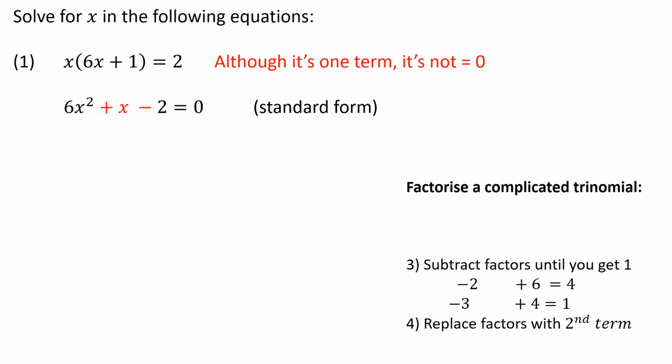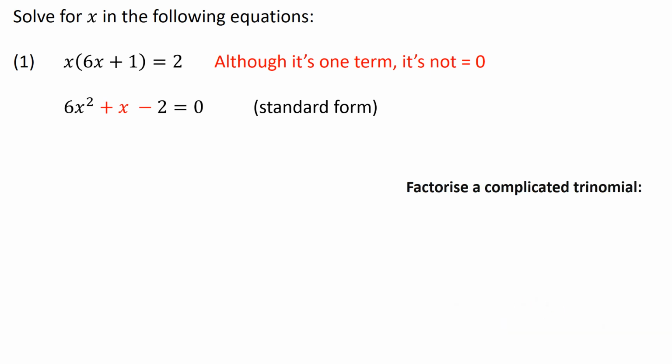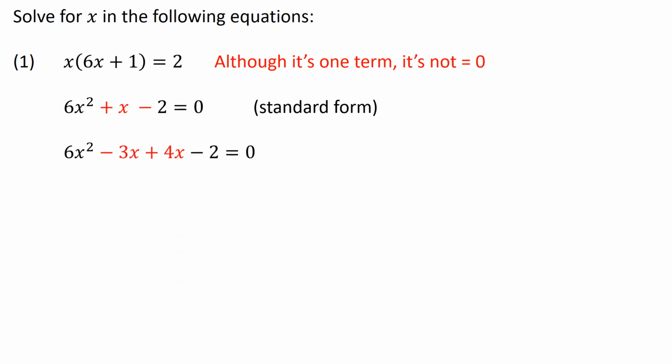Negative 2 plus 6 is equal to 4, which is not the correct combination. Negative 3 plus 4 is equal to 1. That is the correct combination. We're going to take that and replace the factors in the second term. So you'll see that it's 6x squared minus 3x plus 4 minus 2 equals to 0.